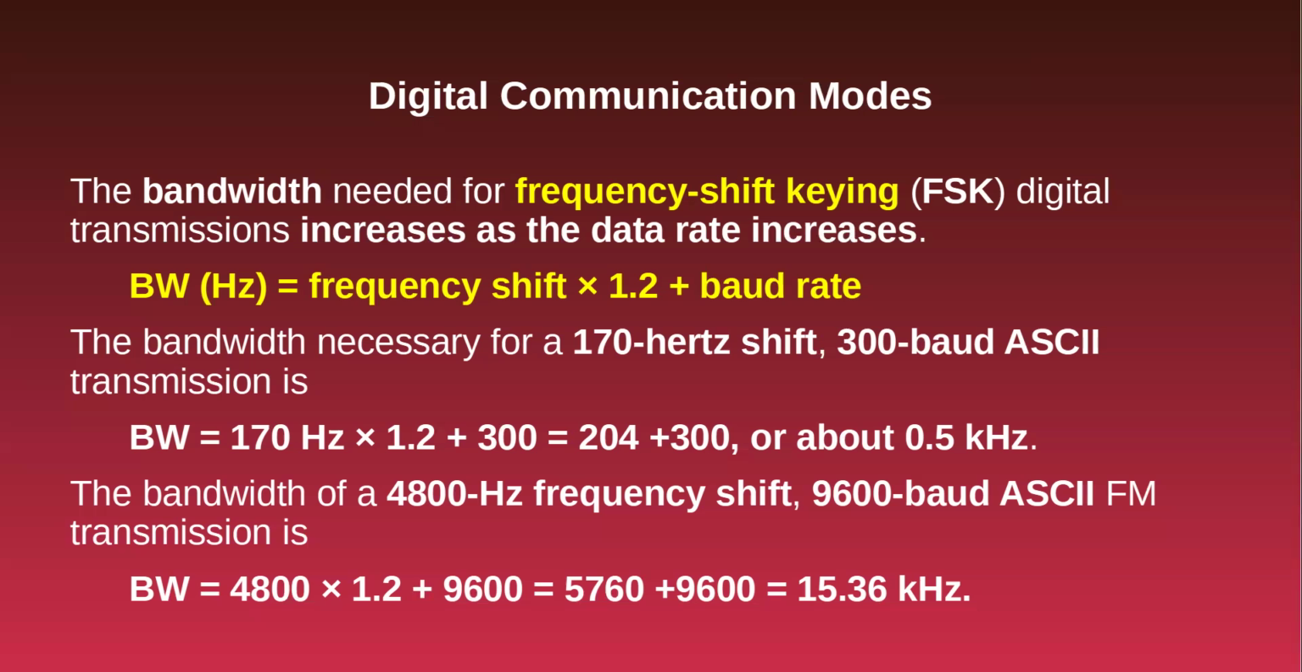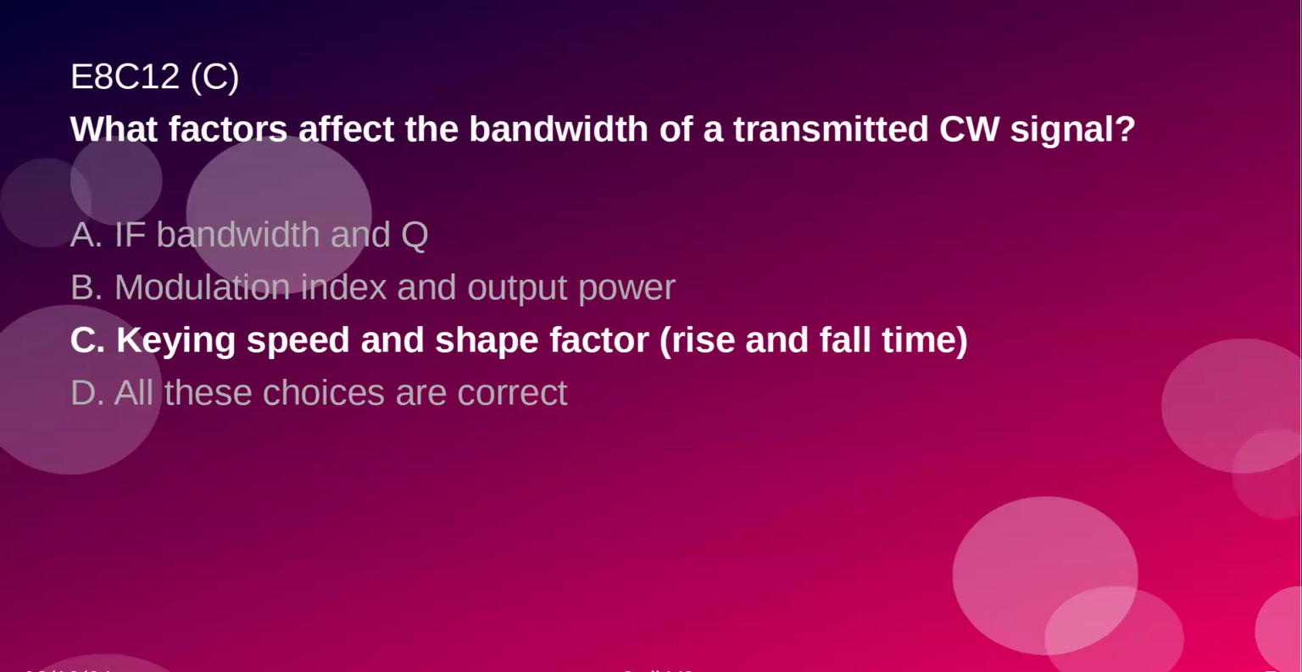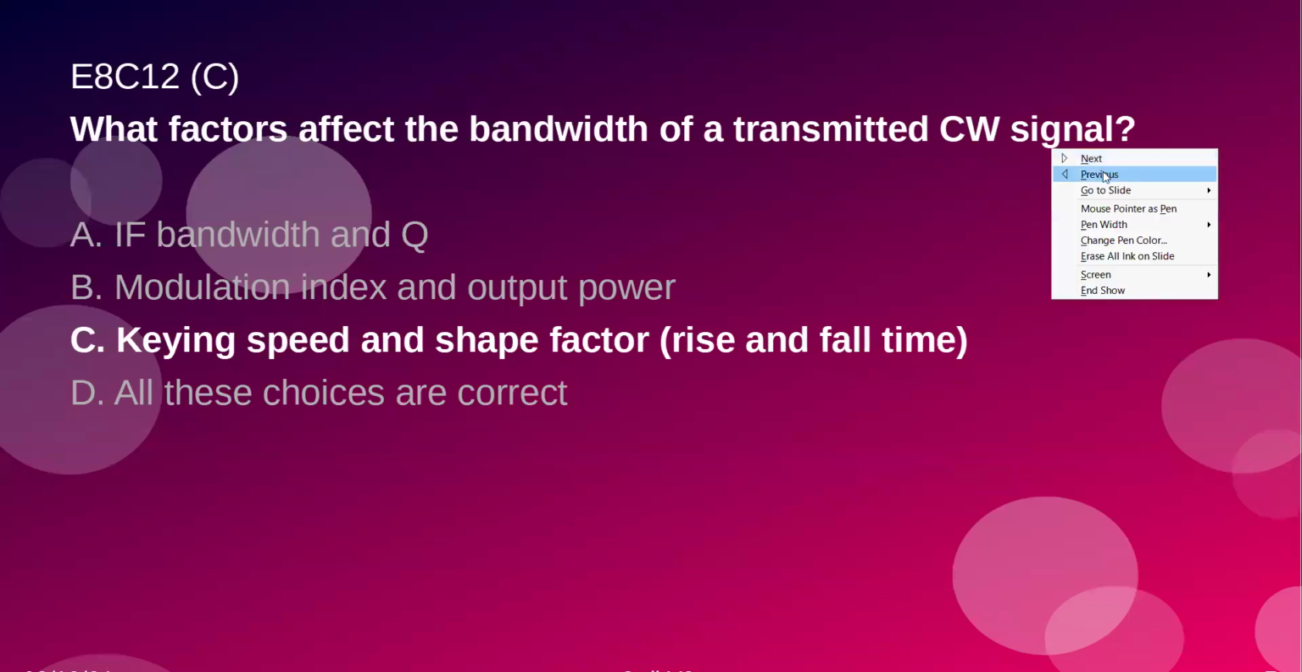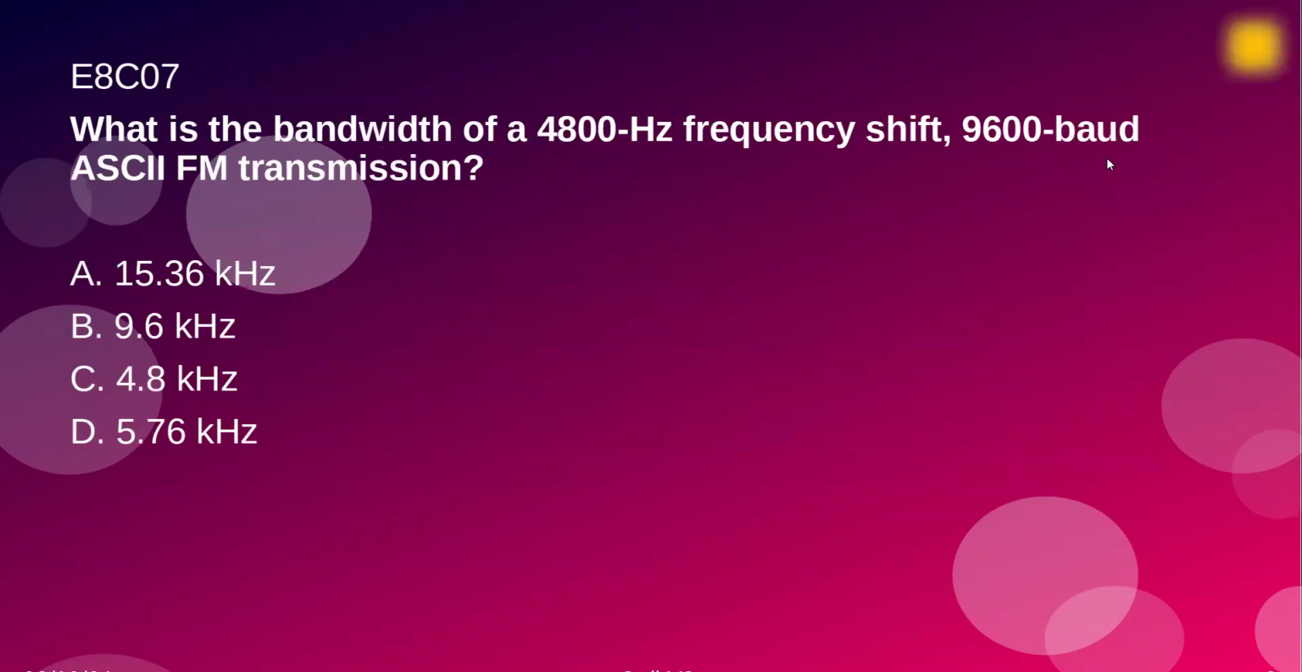So in a couple examples here, where it's a 4800 shift with the 9600 baud. If you do the little formula, you get 15 kilohertz, and the other one was like half a kilohertz. This mouse has got a problem. What's the bandwidth of a 4800 hertz frequency shift, 9600 baud ASCII FM transmission?